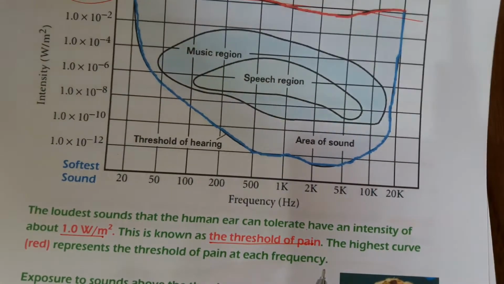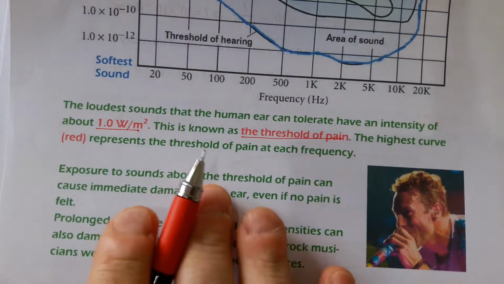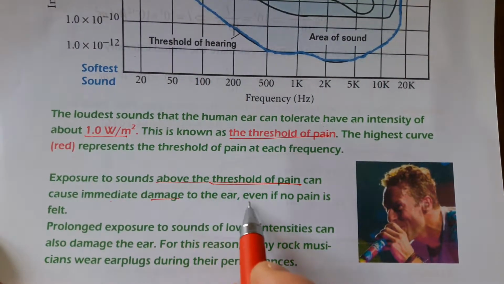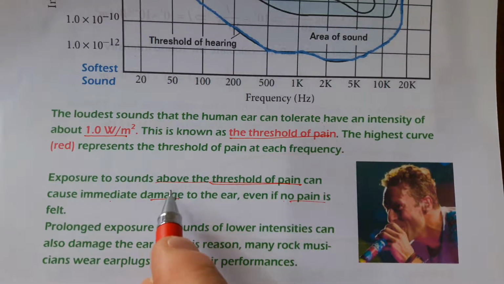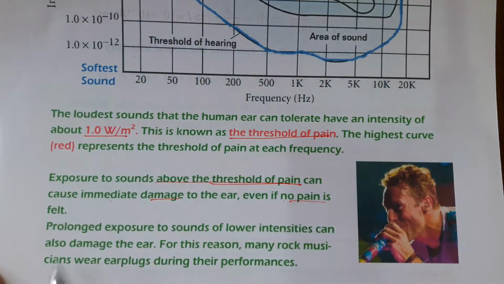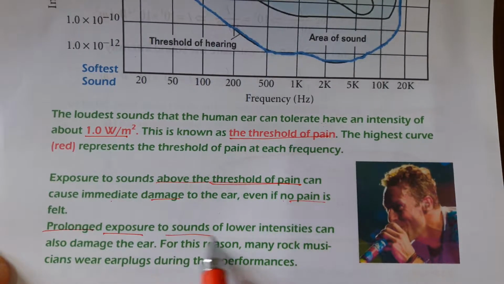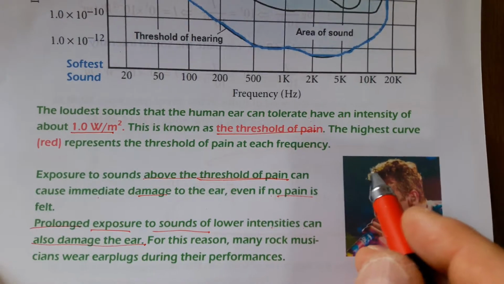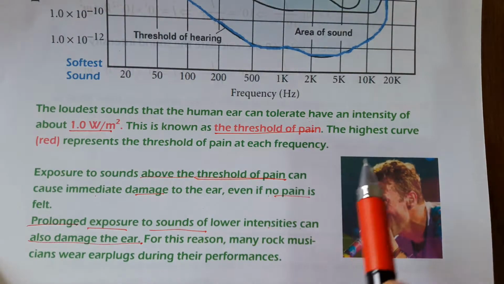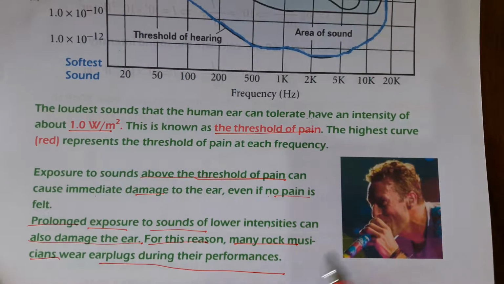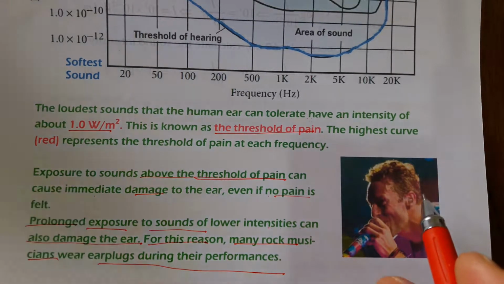So if you expose your ear to sound above the threshold of pain, it can cause immediate damage to the ear even if no pain is felt. You cannot understand it, and suddenly you can become deaf if your ear is exposed to sound greater than 1 watt per meter square. However, prolonged exposure to sounds of lower intensities can also damage your ear. For example, you went to a concert and you are listening to rock music at a lower intensity than 1 watt per meter square, but for a longer time, 5, 6, 7 hours. This can also damage your hearing. For that reason, many rock musicians wear earplugs during their performance to decrease the sound intensity arriving at their ears.